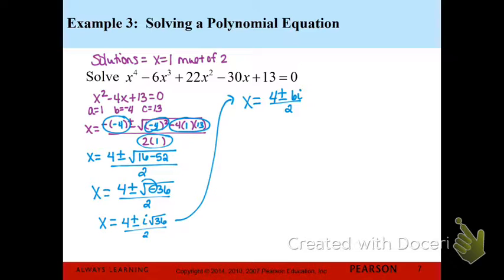And can we reduce that? Yes. 4, 6, and 2 are all divisible by 2. So I'm going to divide them all by 2, and we get 2 plus or minus 3i, not square root of 3, but 3i. So we got 2 plus or minus 3i, and we can say it's all over 1, but we know we don't leave it over 1, so just 2 plus or minus 3i. So that means I've got 2 plus 3i, and I've got 2 minus 3i is what x is equal to.